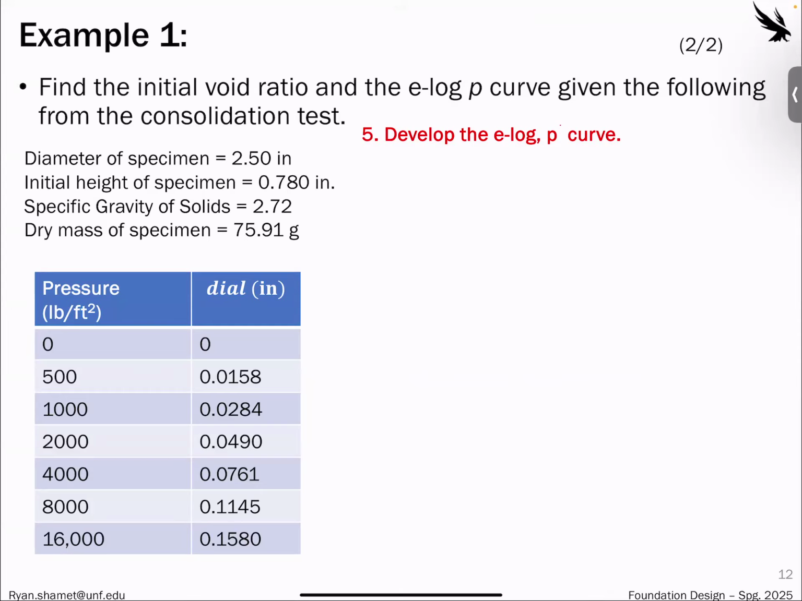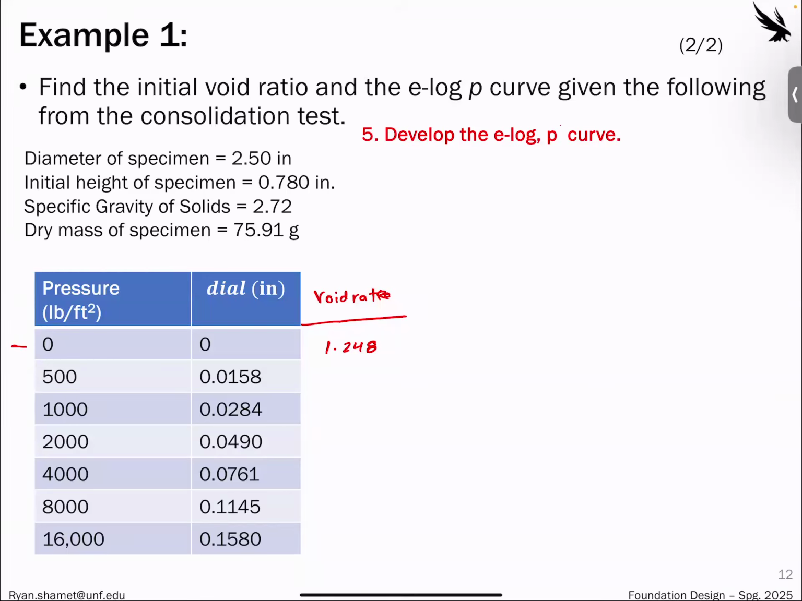For each one of these loading increments, what we need to put is a void ratio associated with each one. Now, since we have this pressure of 0, we essentially already know that this void ratio right here is 1.248. Even though we don't plot it, it's important to put that there, because remember, it's a semi-log plot, so there's no x-axis equal to 0.